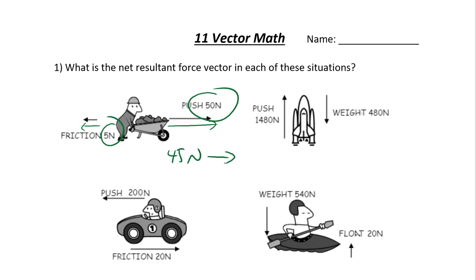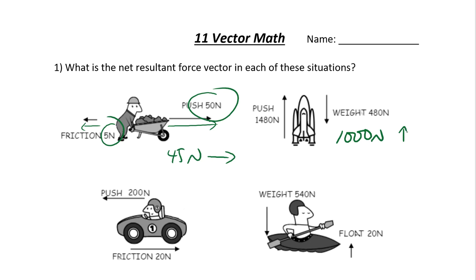Here we got a rocket ship. You've got 1,480 newtons going up, which is pretty pathetic for a rocket ship. And the weight holding it down would be 480. So you got 1,480 going up, you got 480 going down. That would leave you with only 1,000 newtons going up. So that would be those 2 put together.